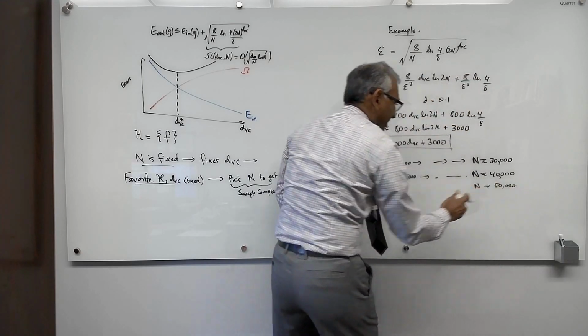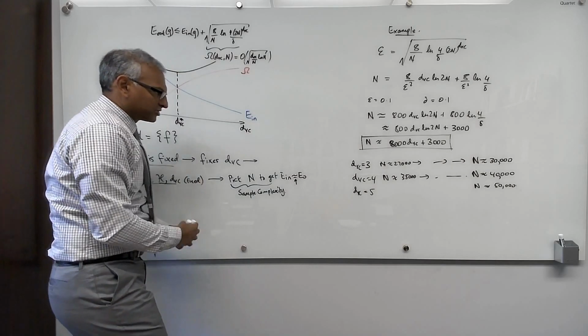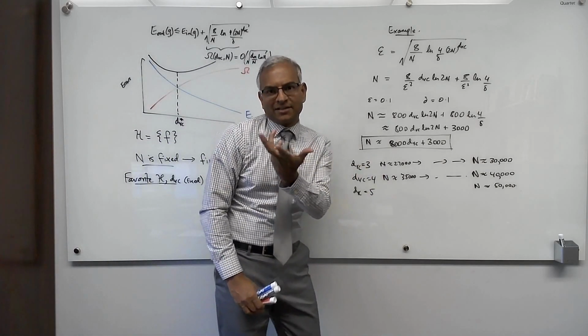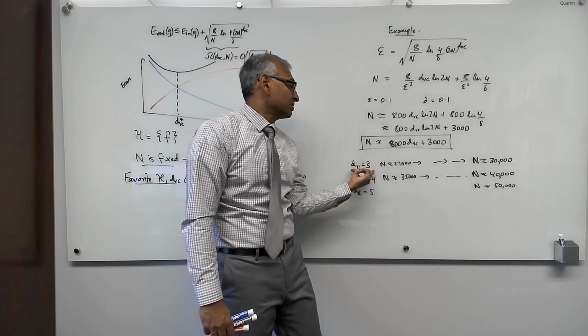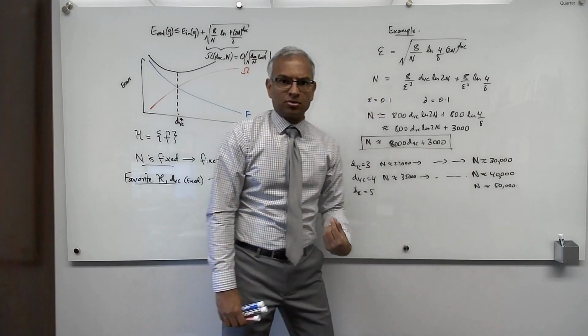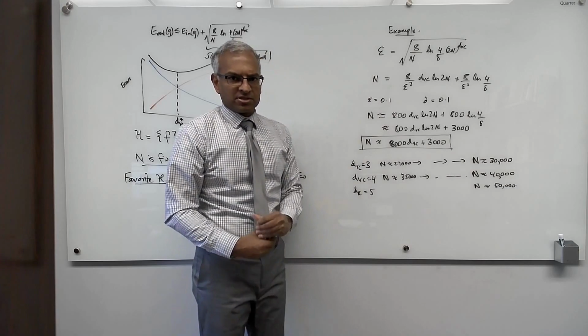Okay, so let's see what we're saying. So if your favorite hypothesis set has a VC dimension of 3, for example, the perceptron in 2 dimensions, okay, the perceptron in 2 dimensions has VC dimension 3, then you need 30,000 data points in order to effectively learn that perceptron. What does that mean?